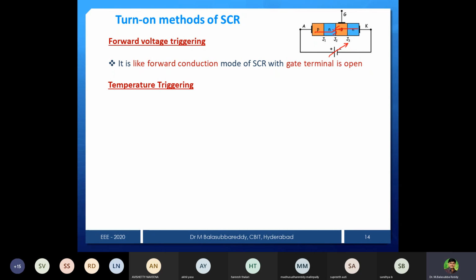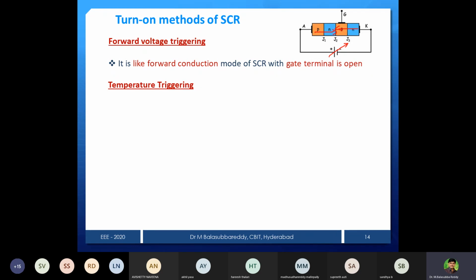Why do I call it unwanted triggering? In general, whenever you want to fire the device, only at that instant the device has to fire. The rest of the instants, like temperature increasing, are all internal processes. Whenever you give anode to cathode voltage, normally a small leakage current will be there. Because of that leakage current it is going to trigger, but it is not in our hand when it has to trigger. That's why this is not an intentional method. It automatically happens, so it is unwanted triggering.